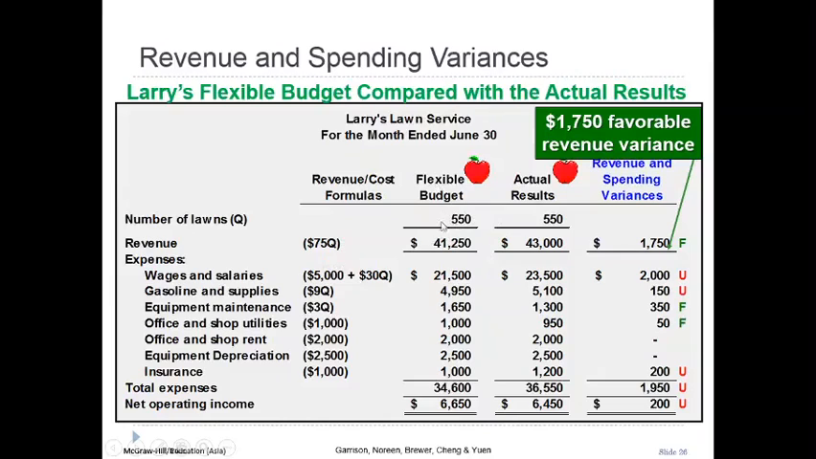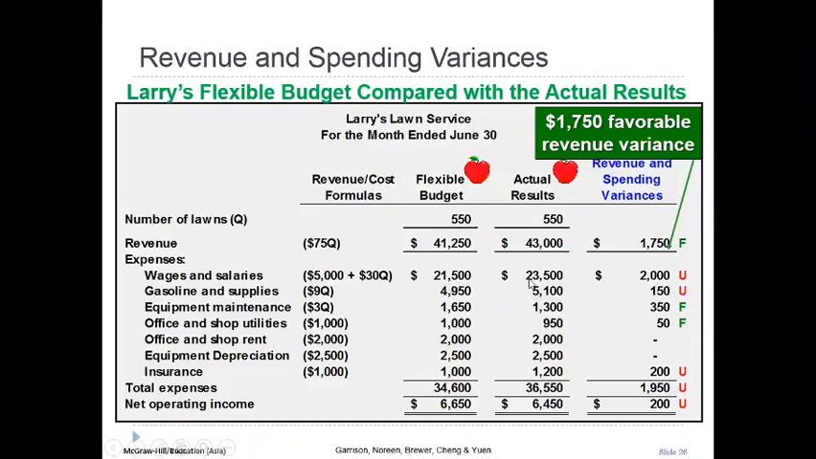So revenue here for flexible budget, by using flexible budget, the revenue expected when Larry is mowing 550 lawns is 41,250, but the actual result that Larry got by mowing 550 lawns was 43,000. Therefore, there is a revenue variance of 1,750, which is favorable because the actual result is bigger than the flexible budget.